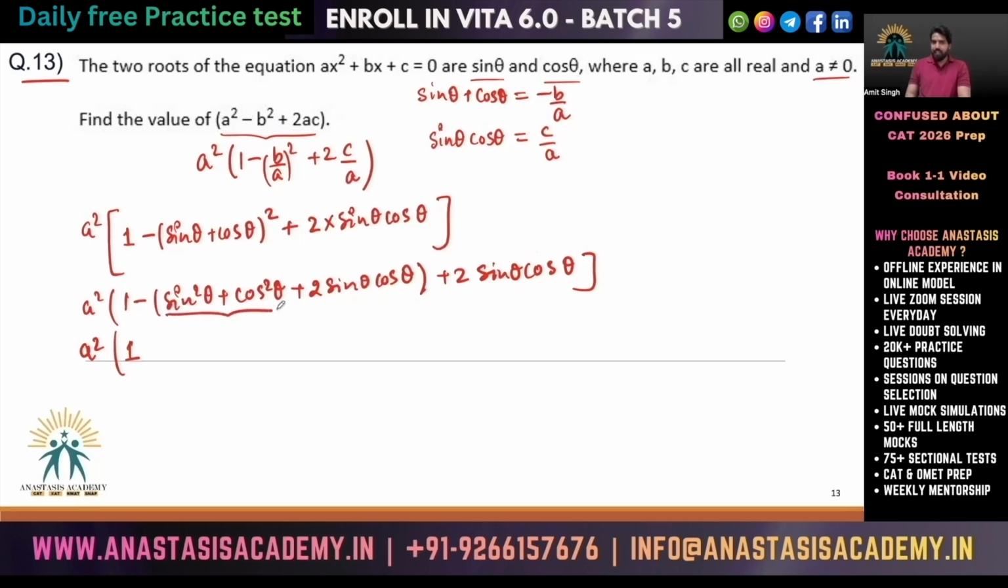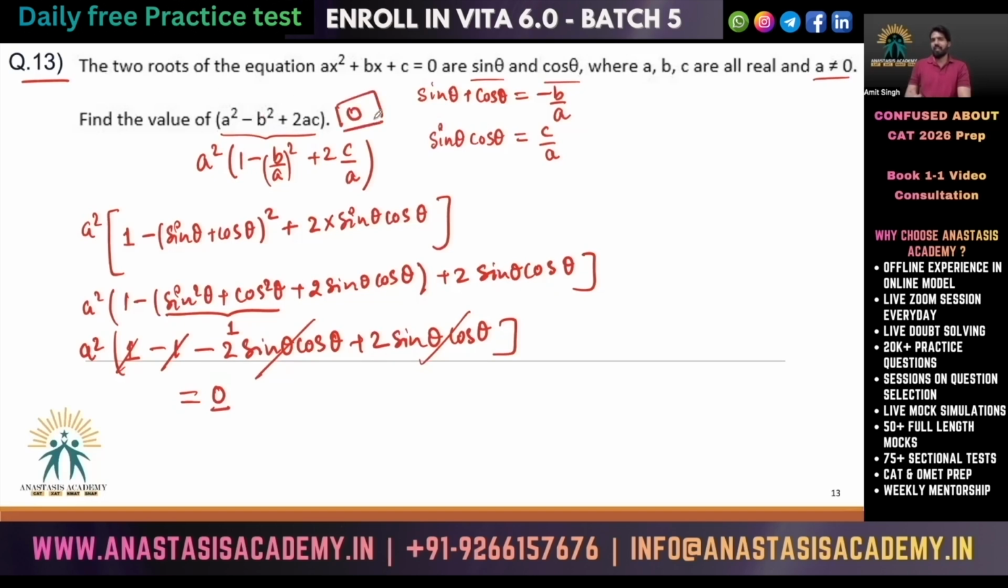If I replace this as the 1 using the identity, I know cos square theta plus sine square theta is 1. So it would be minus 1 minus 2 times sine theta cos theta plus 2 times sine theta cos theta. So can you see? This gets cancelled, this gets cancelled, and we are left with a 0. So the value of the given expression would be 0. Correct answer is 0.